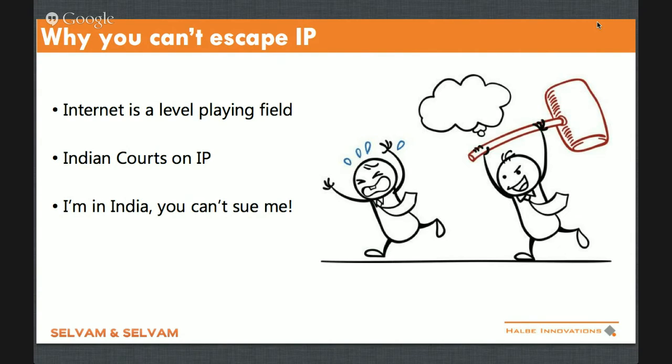That is one aspect. The next aspect is Indian courts. Now, the general notion is that the Indian judicial system takes a fair bit of time to get things done. And while that still is true and things are being done to improve the scenario, on the issue of intellectual property, the courts are quite proactive. They actually do take issues fairly seriously and also are willing to grant injunctions against companies that have infringed intellectual property. And the third excuse that I commonly hear is that, I'm in India, you can't sue me.